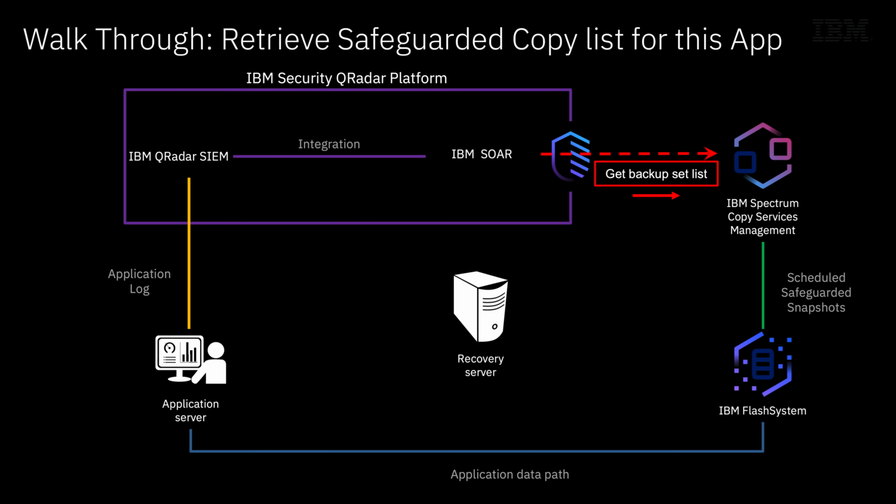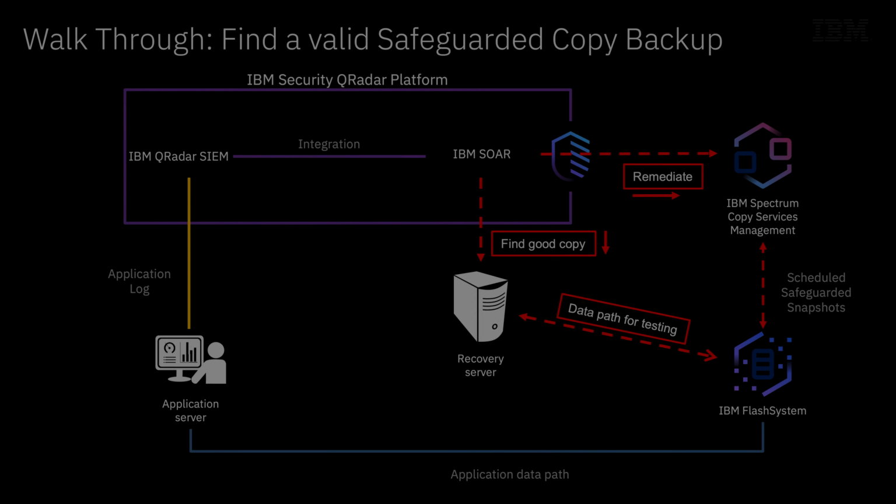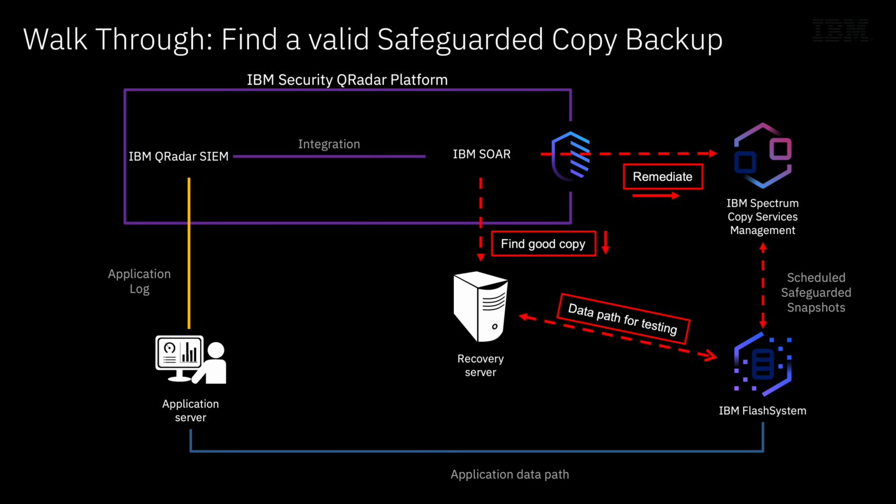Not only that, it will then look just for the safeguarded copies, which we know are immutable and that way haven't been modified in any way, shape, or form. It will then find, out of those safeguarded copies, one good copy by testing and validating on the recovery server.